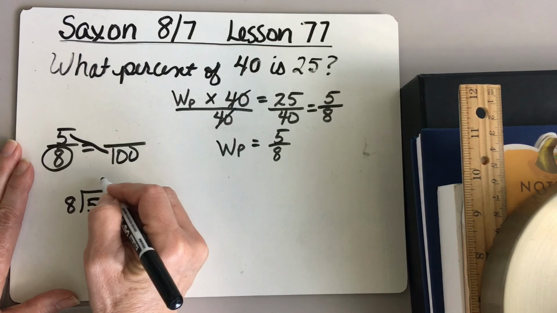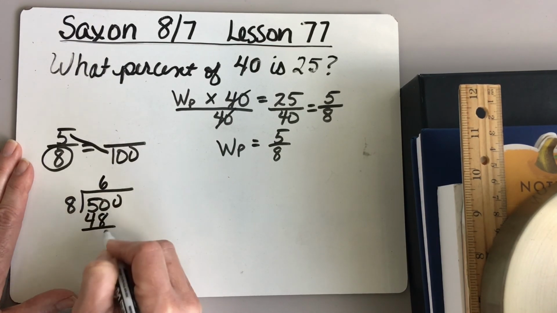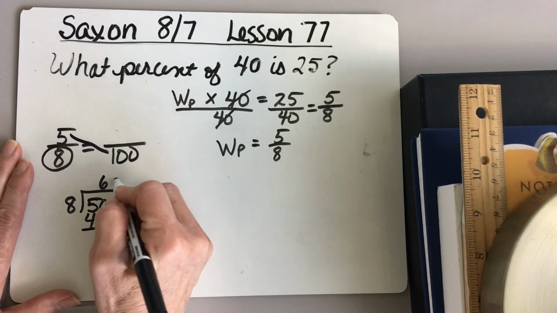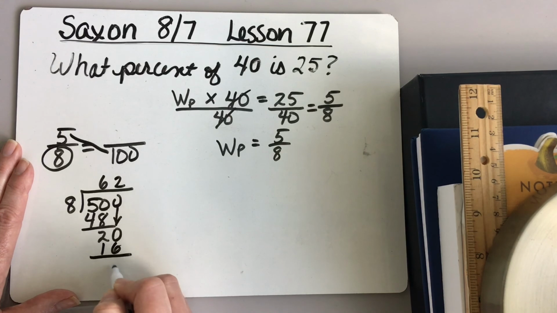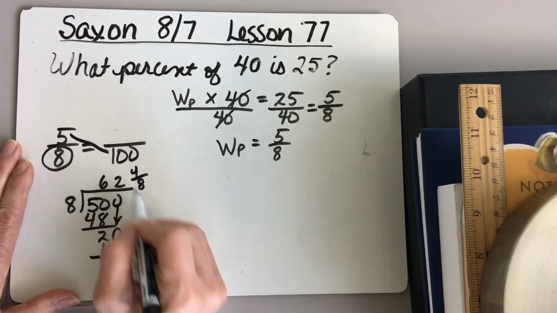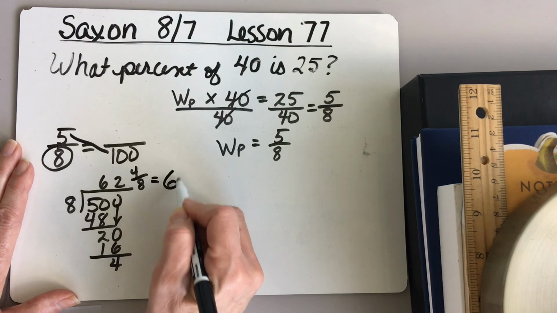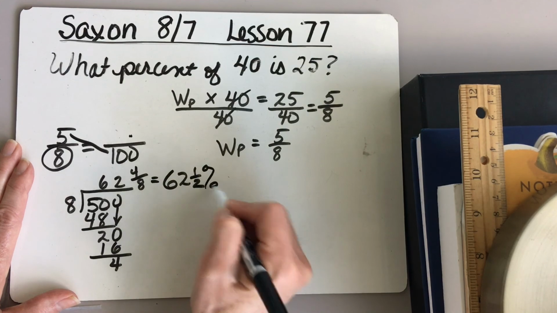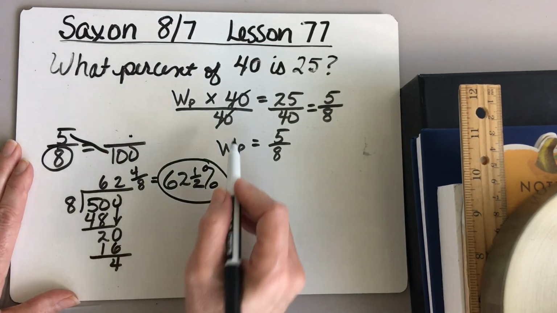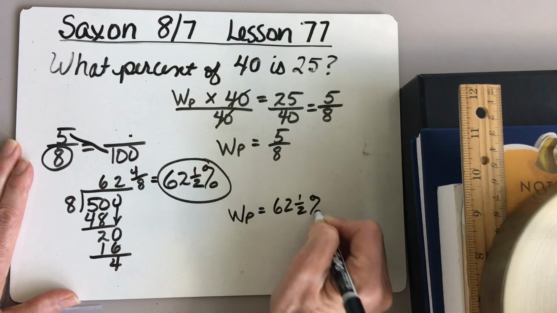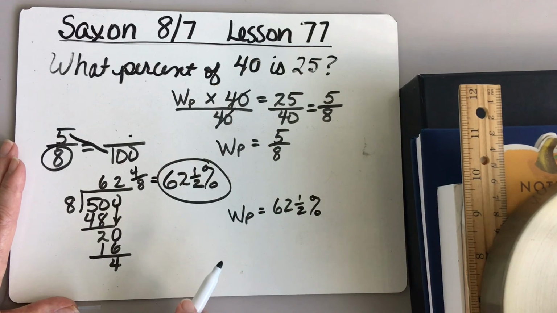8 goes into 50, let's see, 6 times, which is 48. We subtract, we get a 2, we bring down the 0. 8 goes into 20, 2 times, which is 16. We subtract and we have the remainder 4. We take that 4, put it over the divisor, 8, and reduce, which we can. We have 62 1/2, and because it's the number up here, it's actually a percent. And there's your answer: 62.5%. Make sure you label. So that's the first example.